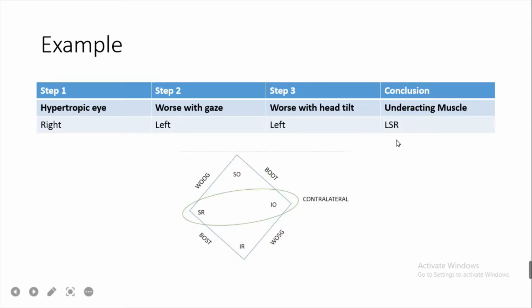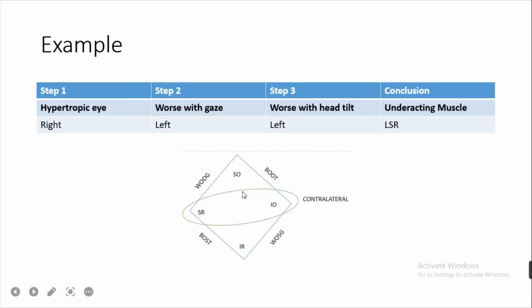So let's go to the next question. If the patient has a right hypertropic eye with hypertropia that worsens on the opposite gaze, worsening on the opposite gaze means only the superior rectus and superior oblique are involved. If it worsens with the opposite head tilt, which means it is best on the same head tilt, it means the superior rectus muscle is involved.